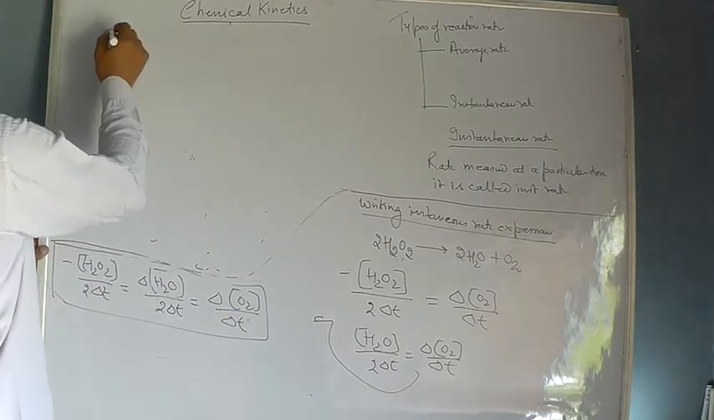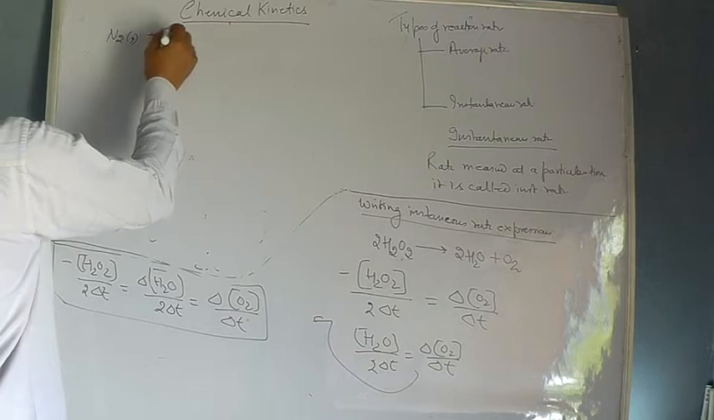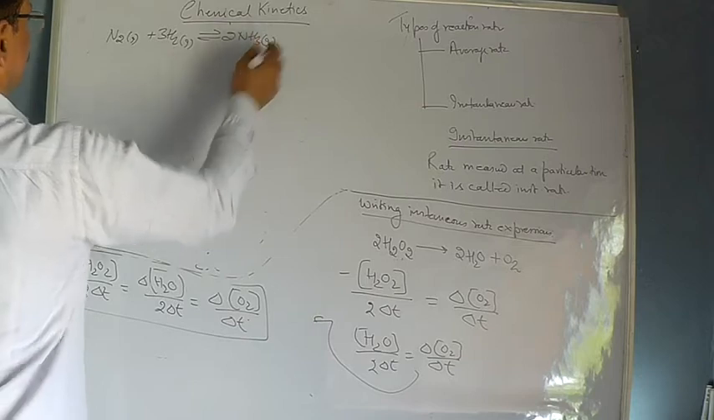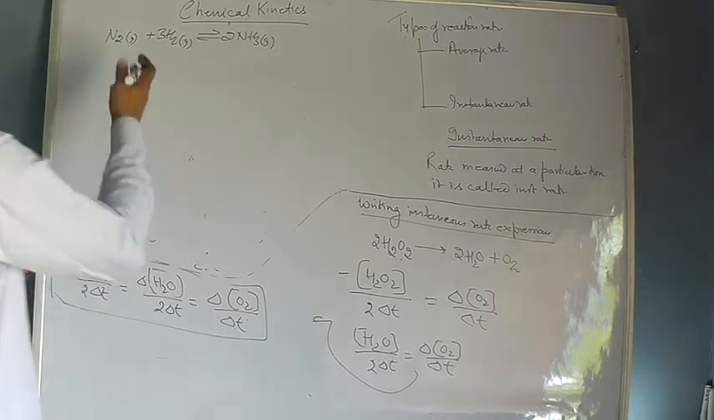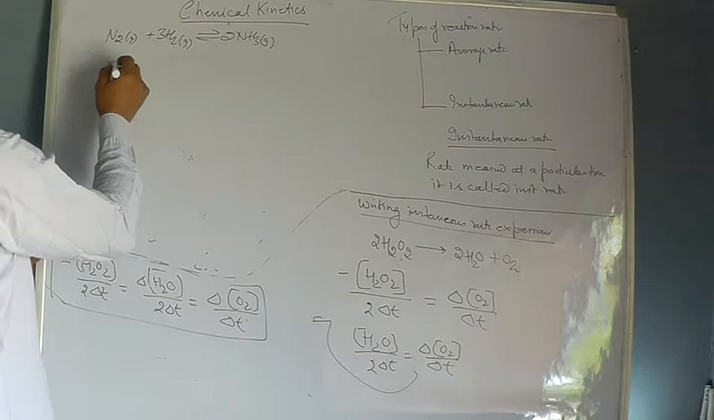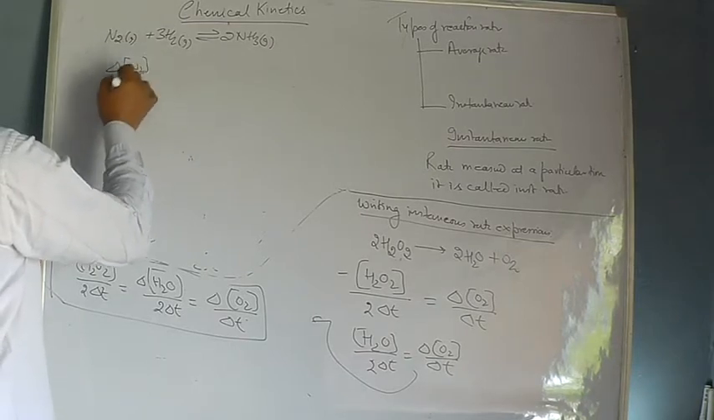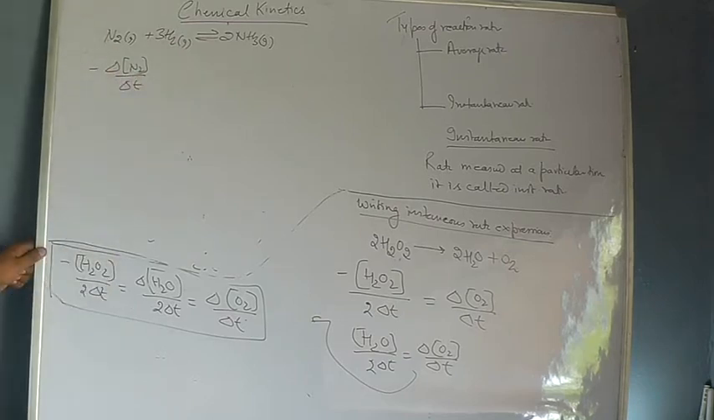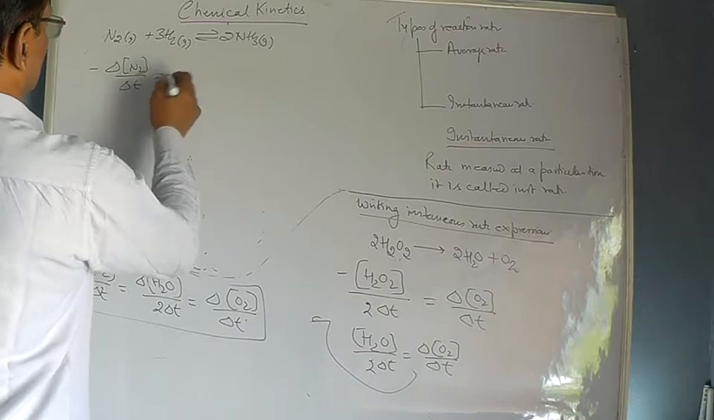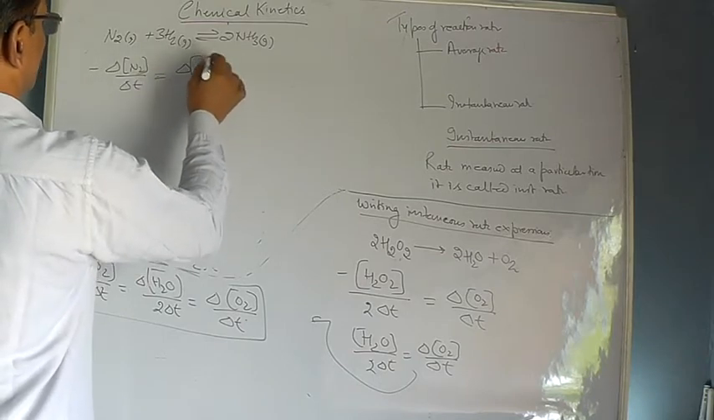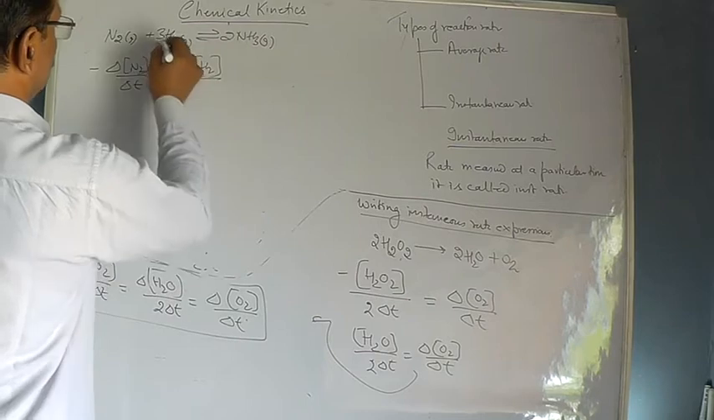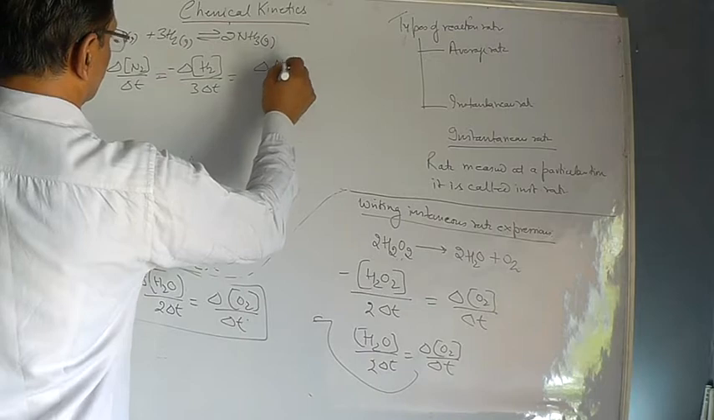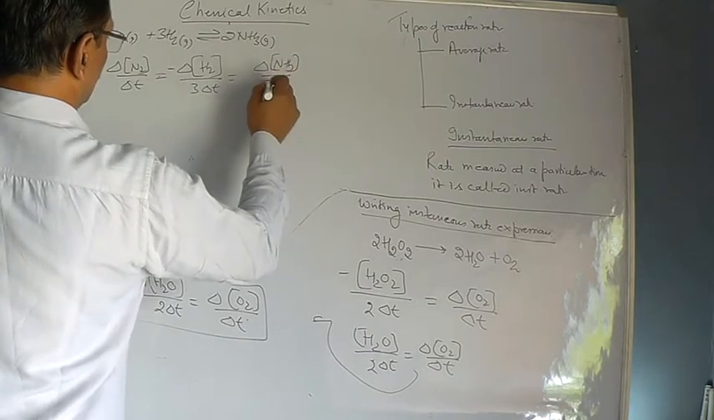Let us take Haber's process of ammonia, N2(g) + 3H2(g) giving 2NH3(g). If you want to write the instantaneous rate expression for this, class, N2 is the reactant, so minus delta N2 upon delta T, remember the negative sign, stoichiometry is 1, so I am writing 1, equals minus delta H2, again hydrogen is the reactant, so negative sign upon stoichiometry is 3, so 3 delta T, equals delta ammonia upon 2 delta T.